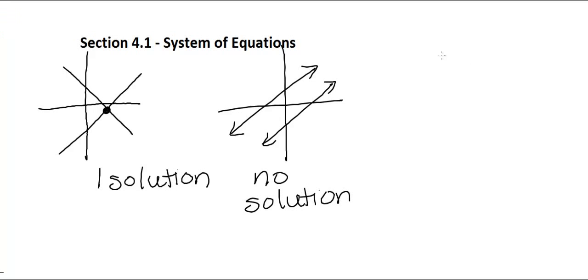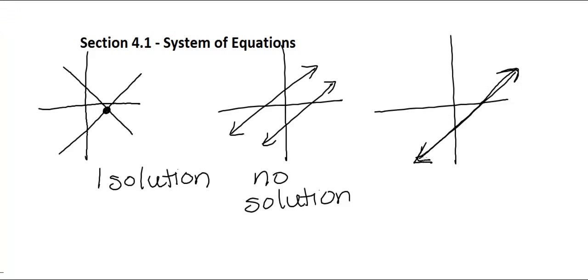Our third scenario is what happens if we have one line that looks like this and then another line right on top of it. It's exactly the same line. Well, in this case, since it's the exact same line, anywhere along this line will be a solution. So there's going to be an infinite number of solutions. This is called coincident. We'll say that's how it's spelled. And again, there are just infinite solutions here.